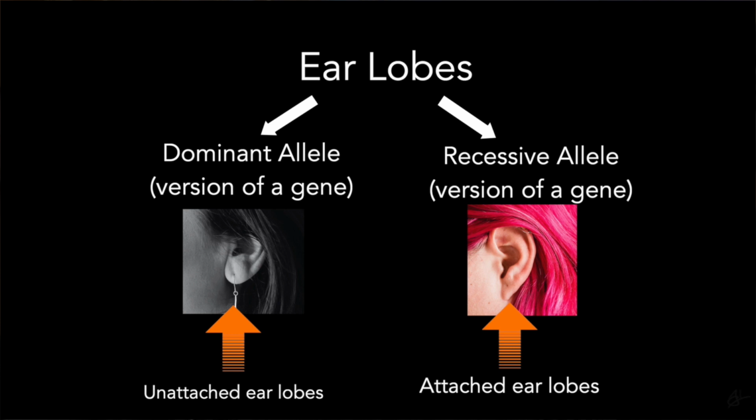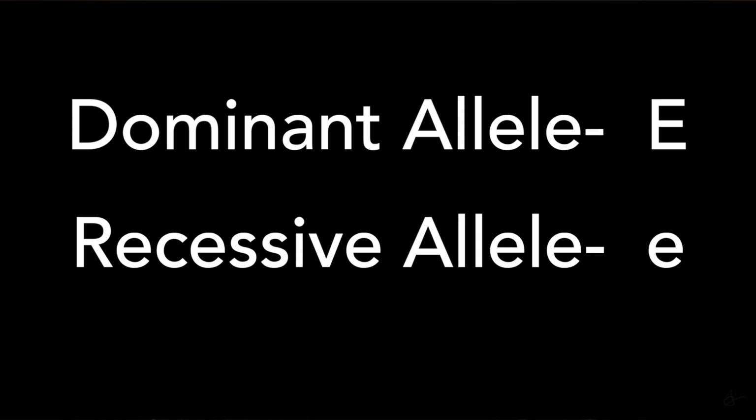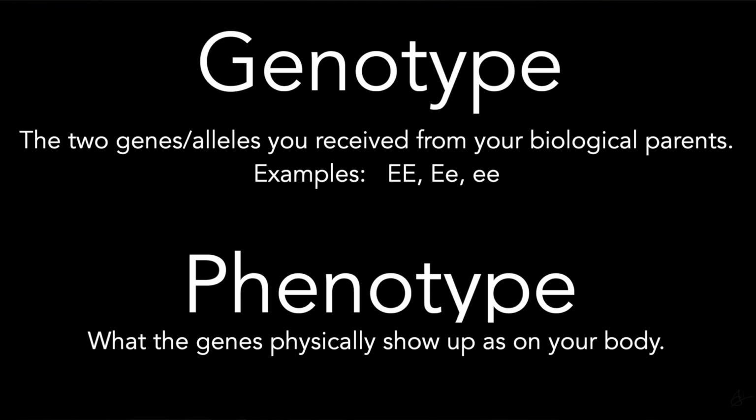But remember, there are different versions of that gene, which are called alleles. One allele is recessive and tells your body to grow attached earlobes. The other allele could be dominant and tells your body to grow unattached or free earlobes. Scientists represent these different versions of genes, or alleles, with uppercase letters for the dominant ones and lowercase letters for the recessive ones. For this example, I'm going to choose the letter E because it makes sense. We call the 2 letters that represent your genes your genotype, not to be confused with your phenotype, which is what the genes physically become on your body.